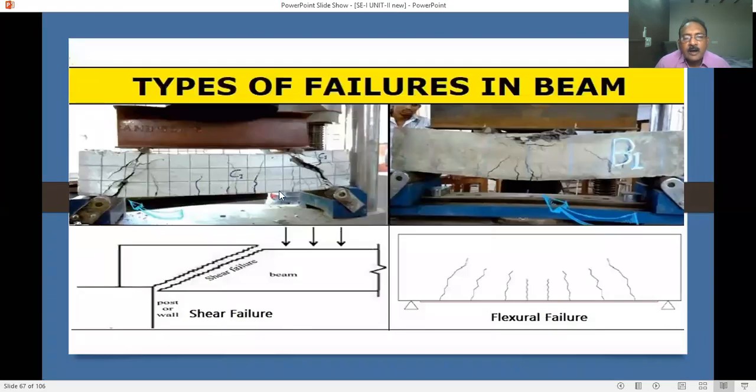Observe, these are the types of failure. Before design, if you are not providing proper longitudinal tension reinforcement or shear reinforcement, the cracks will develop in this way. If you see, cracks are like this. You can do this in the lab also, if time permits and everything is smooth. You can see these are shear failures.